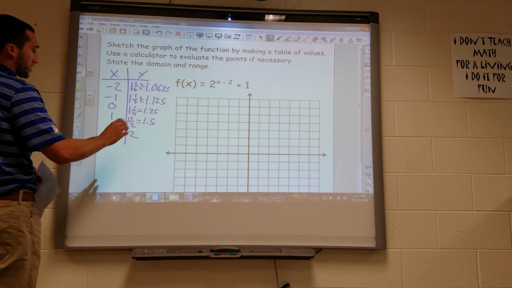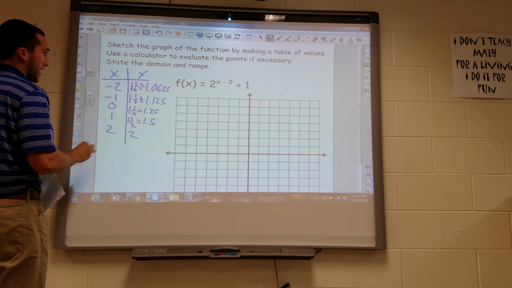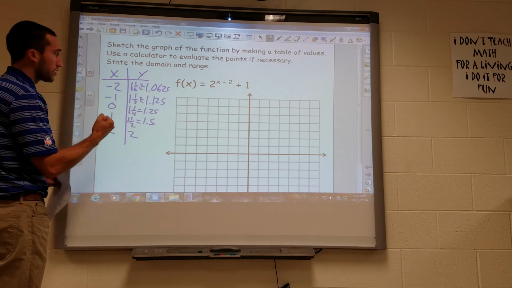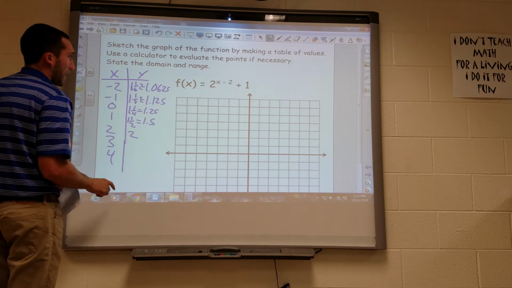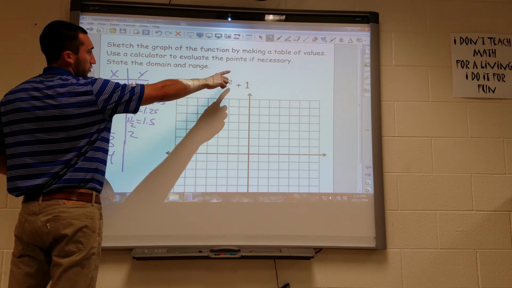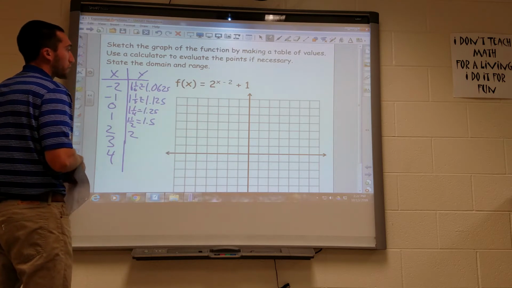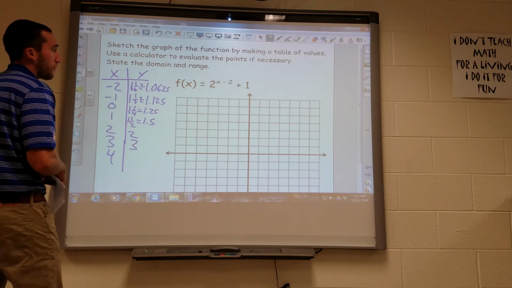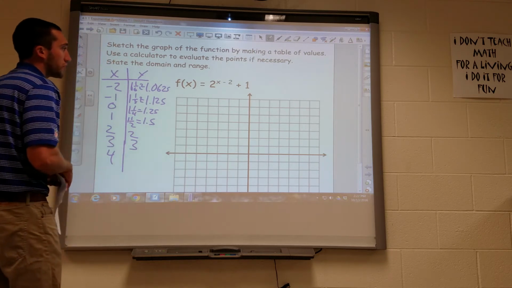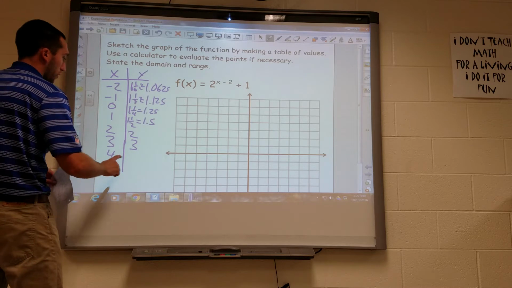And I'm going to keep going just a couple more to kind of get a feel of what the graph is doing, because right now these are all clumped very close together. So I can see I'm starting to break away. So I'll add 3. 3 minus 2 is 1. 2 raised to the 1 is 2. Plus 1 is 3. And if I plug a 4 in, 4 minus 2 is 2. So 2 raised to the 2 is 4. Plus 1 is 5.